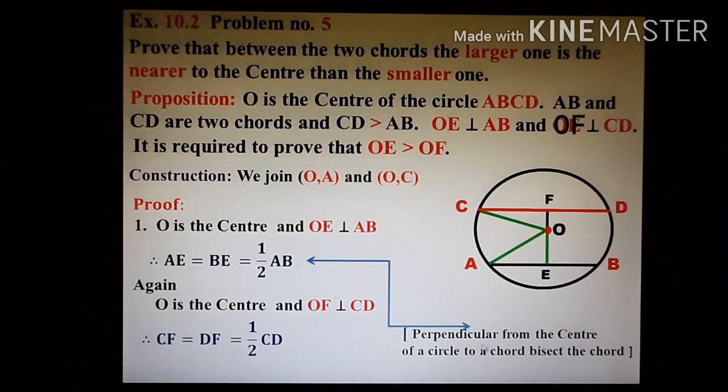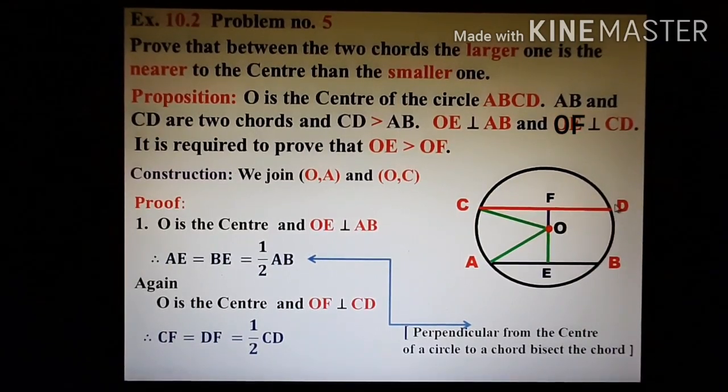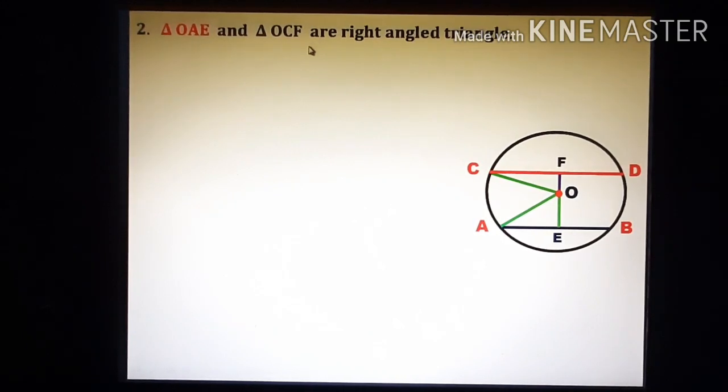So my dear, here is a side note. Again, CF equal to DF is equal to half of CD. Okay, same side note you can write here. My dear, in step two, in triangle OAE and in triangle OCF, these two triangles are right angle triangles.